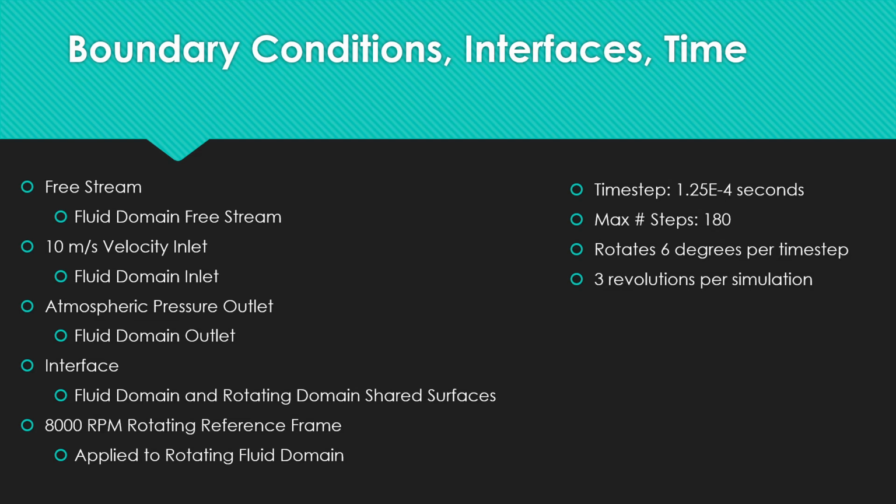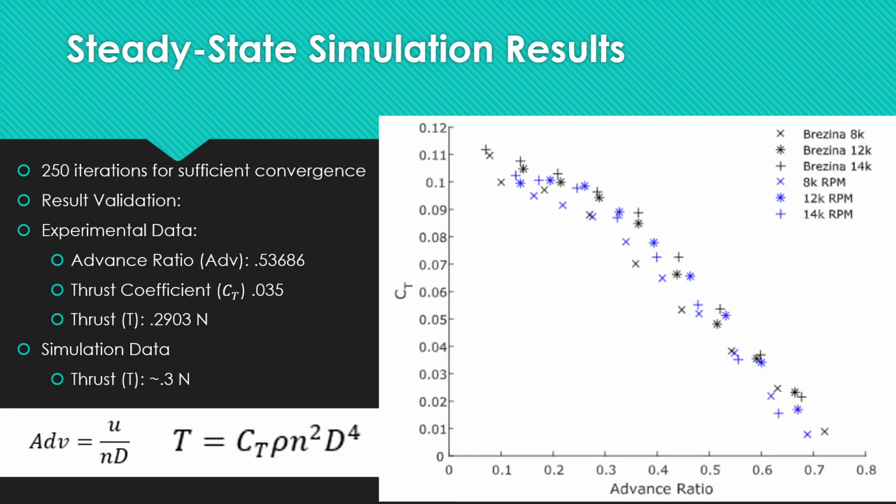The rotational domain was given a rotational motion specification at a speed of 8,000 RPMs as previously used. A time step of 1.25 times 10 to the negative fourth seconds was chosen, with a max number of 180 steps, which gives the rotor 6 degrees of rotation per time step, which equates to 3 rotor revolutions per simulation. After letting the steady-state simulation run for 250 iterations, the residuals plot provided evidence that the values had approached convergence.